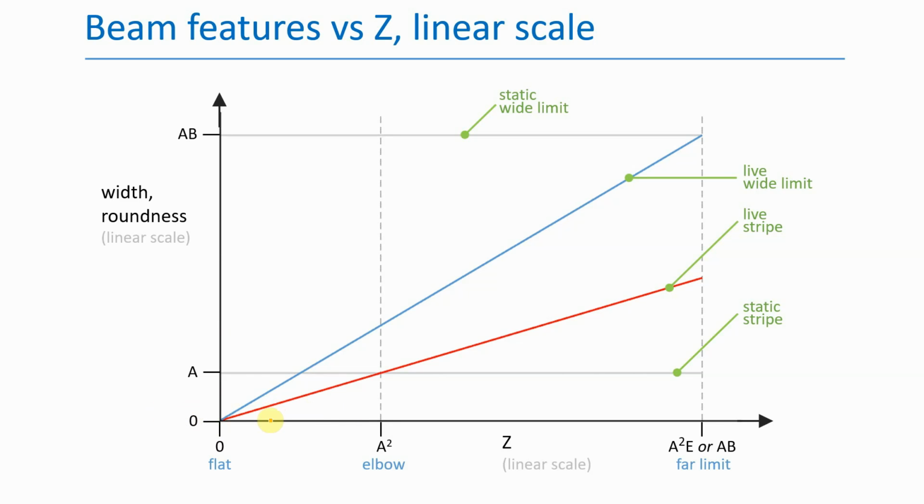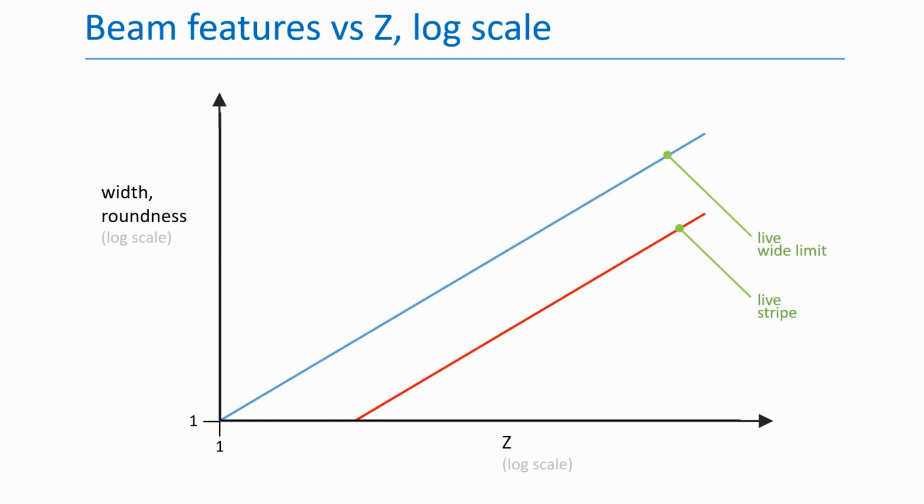width 0. Next, we're going to draw the same functions, the same physical thing, but this time we draw it using log scales for both axes. Note that the live wide limit and the live stripe appear as parallel lines on the log scale, even though they actually have different divergences.